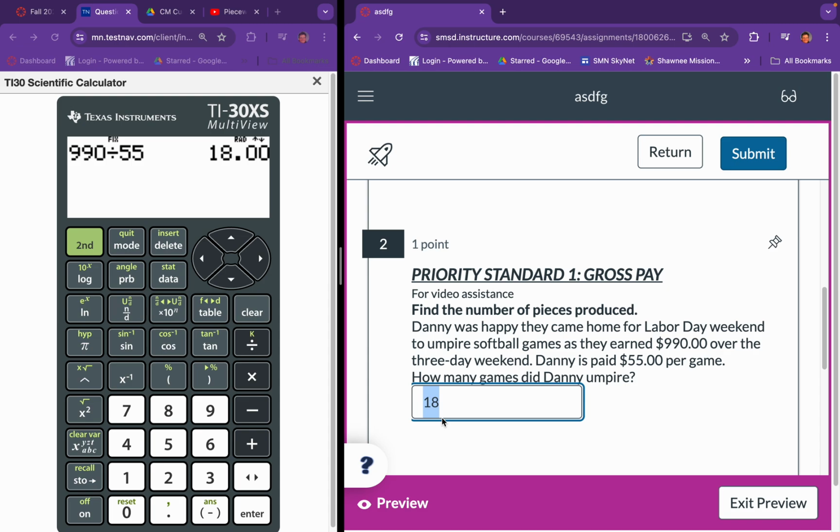So that is 18 solid. Don't put a .00 with it. And you also know you're right when it comes out to be a whole number, by the way. Okay.